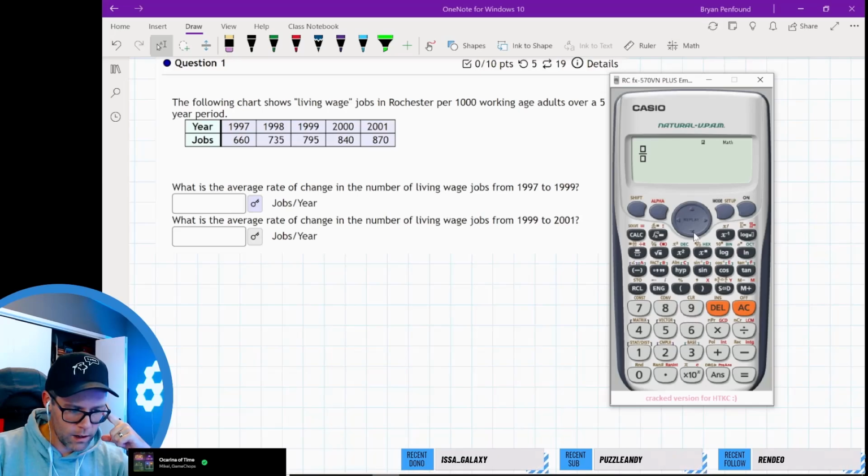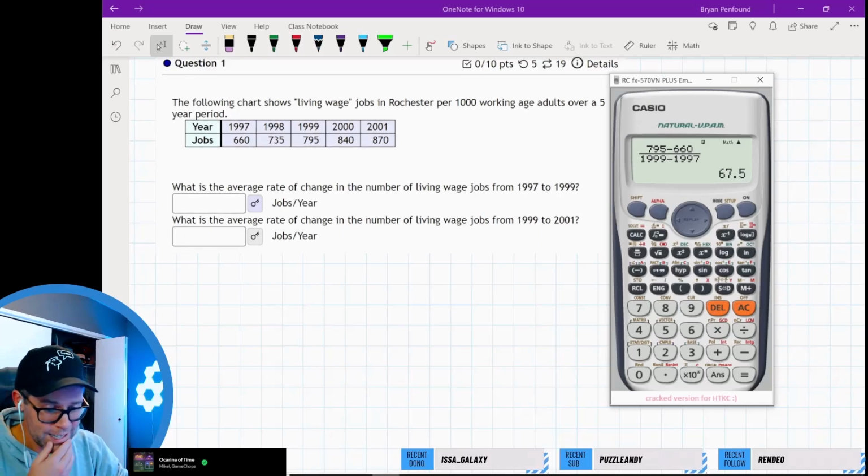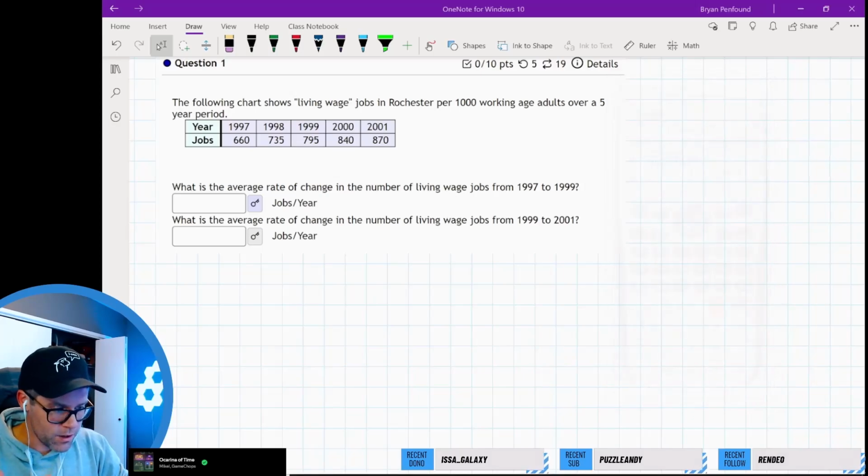The average rate of change in the jobs, so that means we are going to do 795, take 660, divided by 1999, take 1997, right? And then whatever answer we get should be the answer to the average rate of change between those 2 years. So this is jobs per year. So 60, because jobs is in the numerator.